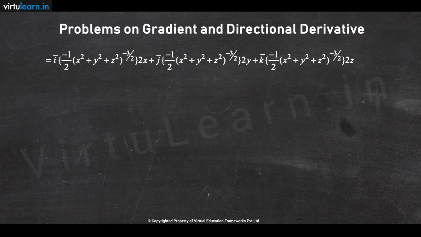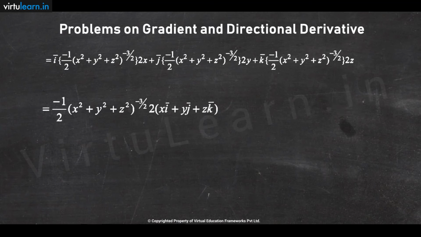Or you can take out certain quantities common, and we can observe it as minus 1 by 2 into x square plus y square plus z square to the power minus 3 by 2 into 2 times xi bar plus yj bar plus zk bar. Or it is the same as minus r bar by r cube. Similarly, we can find out the gradient of any other power of r.